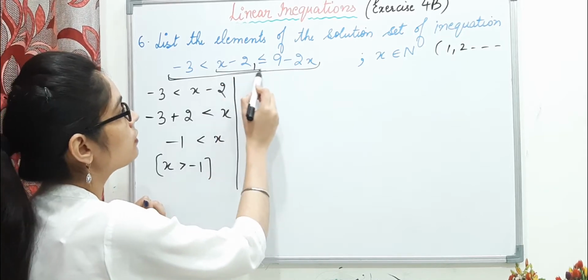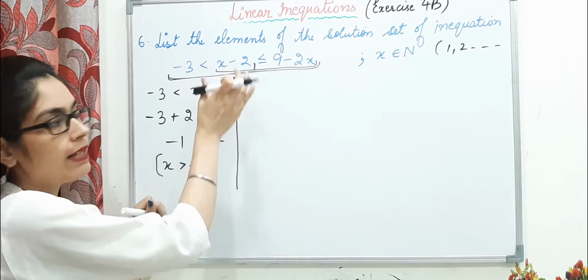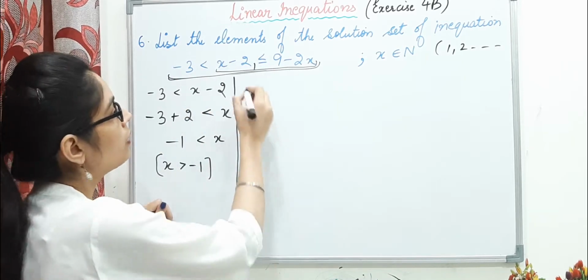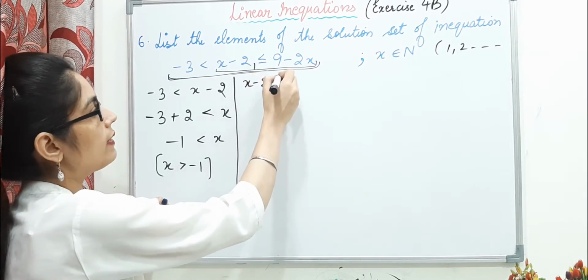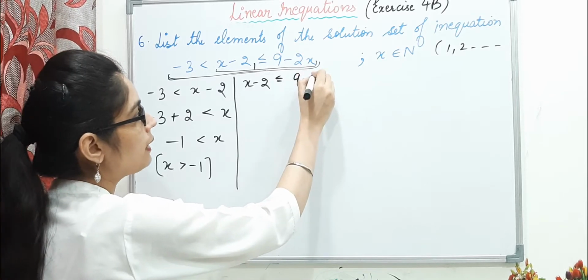Next one, it is this. The other two parts I can take. So the central part we can always take first with the left side and then with the right side. So x minus 2, this sign as it is, less than or equal to 9 minus 2x.